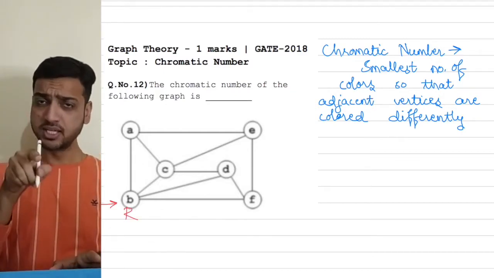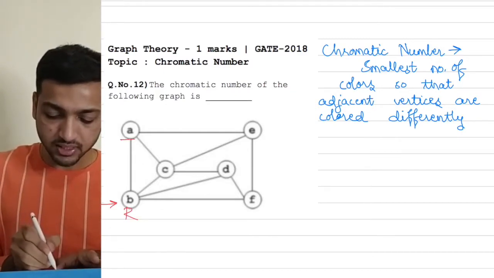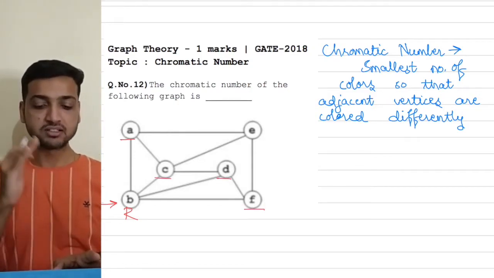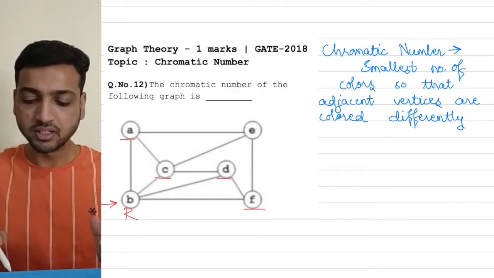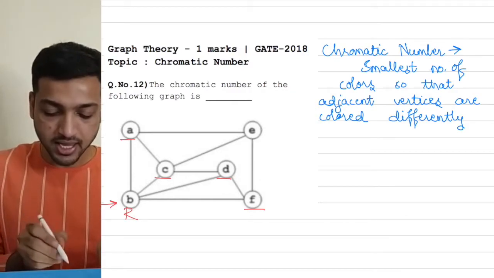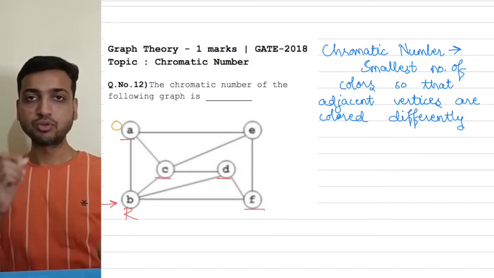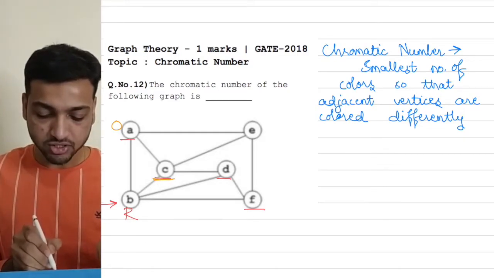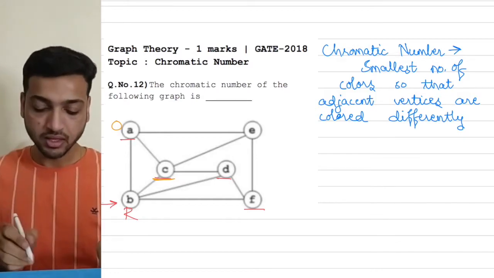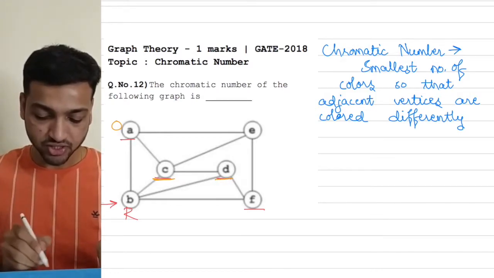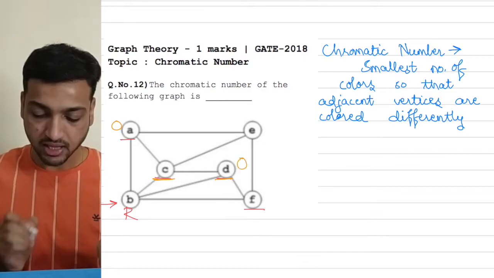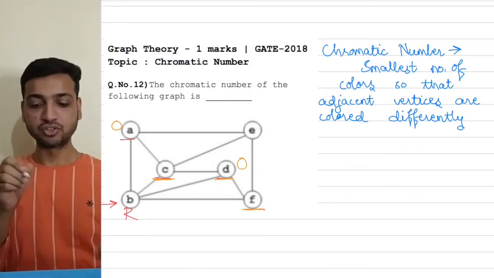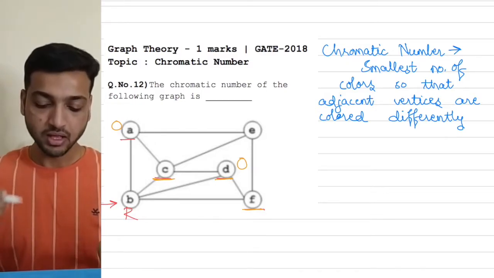Now since vertex B is red, vertex A, vertex C, vertex D and vertex F cannot be red because they're adjacent to B. So I'm going to pick a different color and I'm going to make A, let's say, orange. Now C cannot be given orange because C is adjacent to A. D can be given orange, yes, no problem. So D I'll make orange. And now again, if D is orange, then F cannot be made orange because D is adjacent to F.